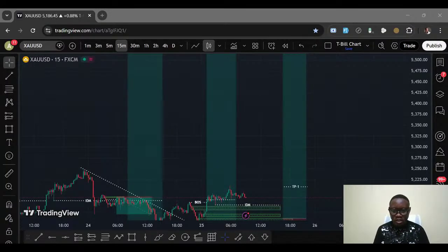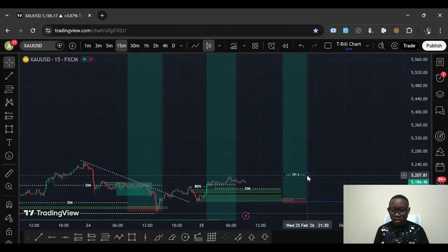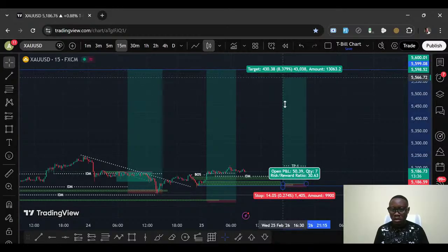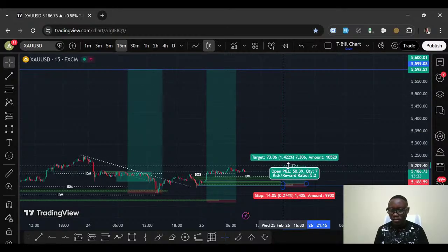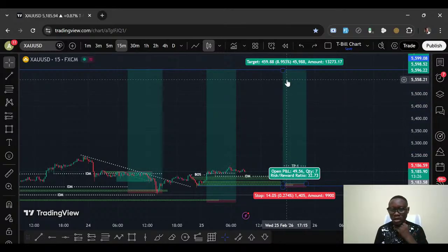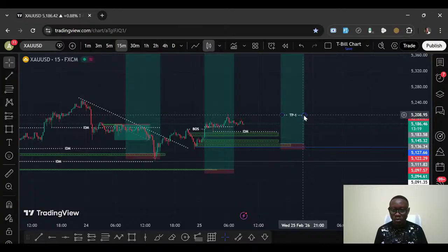All right, guys. So that is our first TP, TP1. If you're taking TP1 only, that's a 1:5.2 risk to reward ratio. And our full TP is a 1:32 risk to reward ratio. All right, so that is for the extreme setup, the extreme order block zone.